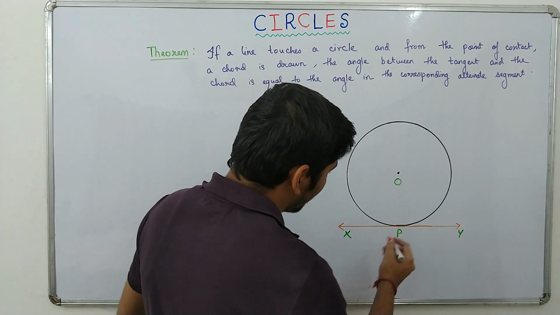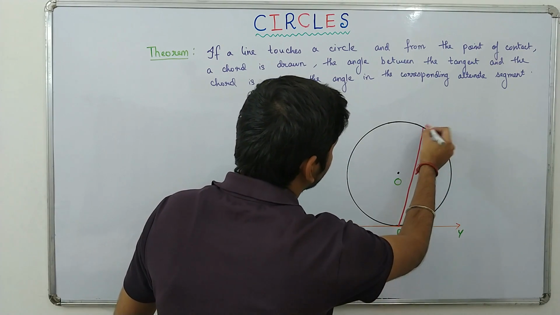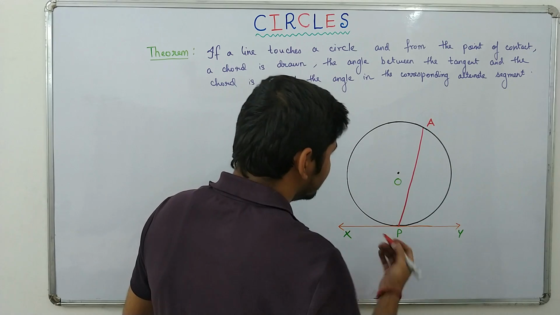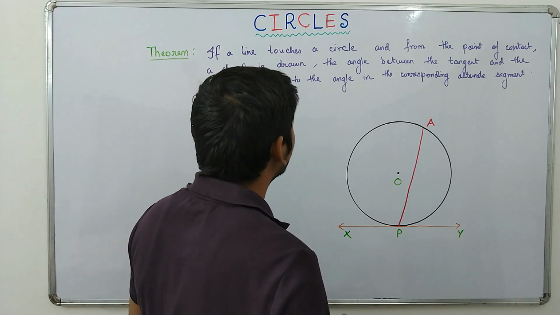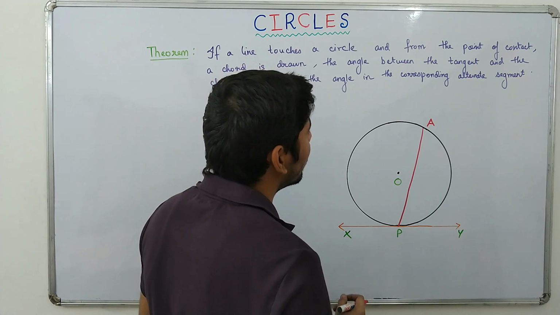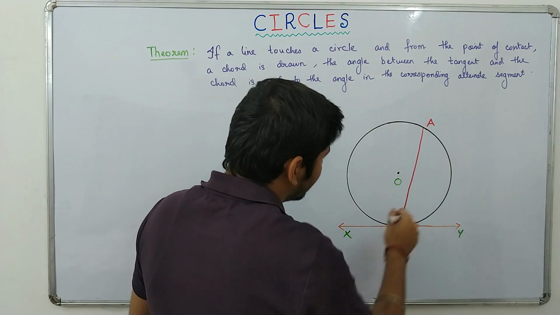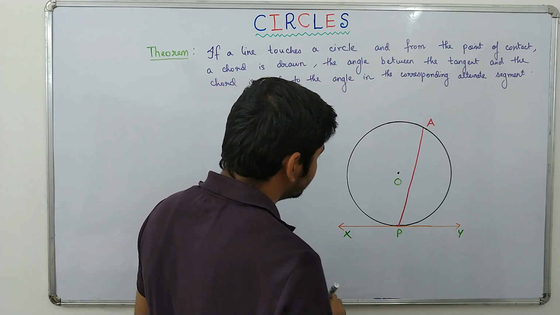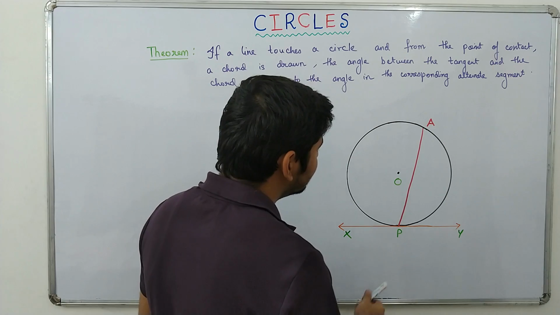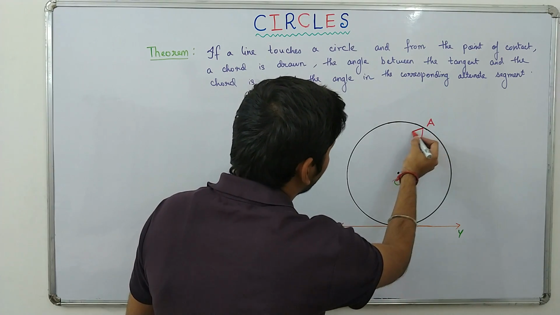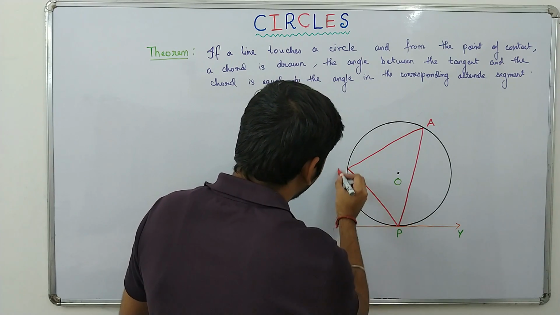So P is the point of contact, and from P a chord is drawn. Say AP is the chord. Then the angle between the tangent and the chord is equal to the angle in the corresponding alternate segment. Now the chord AP is dividing the circle into two segments, the major segment and the minor segment, and say the chord is subtending an angle at the circumference at B.